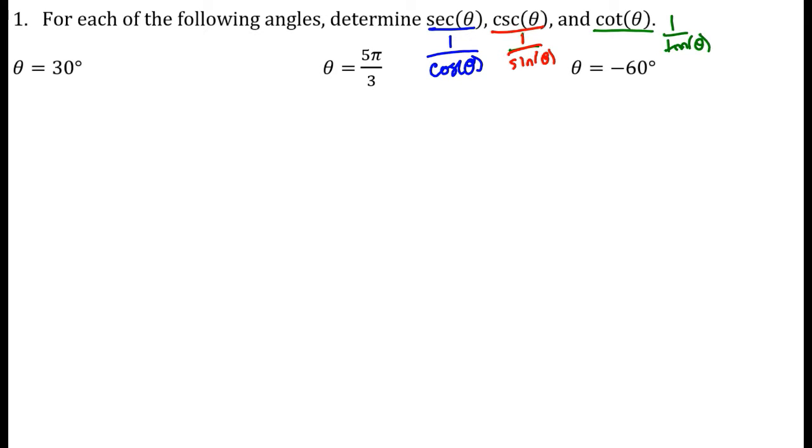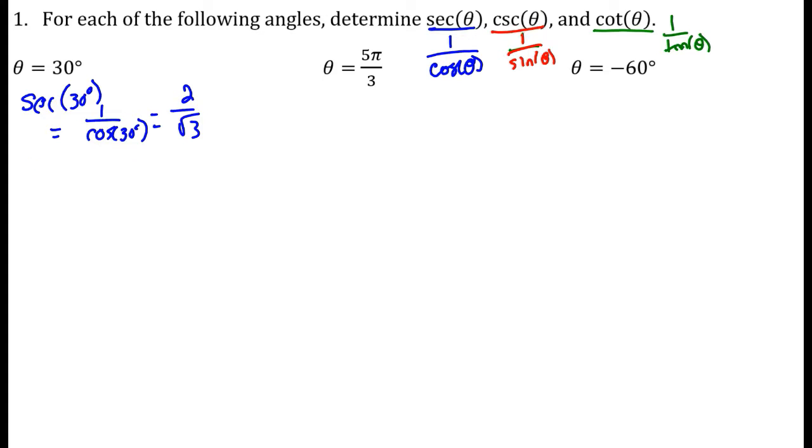So, to find the secant of 30 degrees, we need to say what is cosine of 30? And we flip that. Well, cosine of 30 is square root of 3 over 2, so this is 2 over square root of 3.